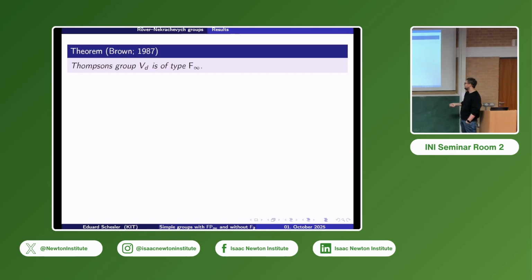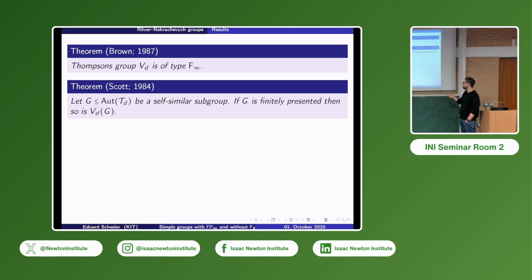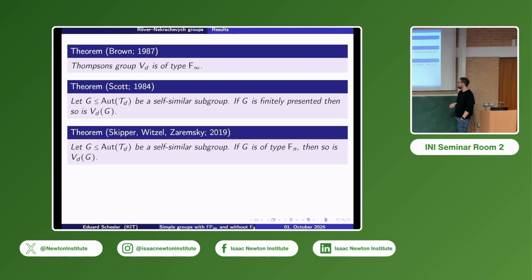Okay. Now this Röver-Nekrashevych group tends to have very good finiteness properties. In the case of the trivial group, there's a well-known result that Thompson's group VD is of type F infinity. Scott proved, in a bit of different language, that finite presentation is inherited from G to VDG. And then Skipper, Witzel, Zaremsky showed that this is also the case for every Fn. Although the crucial point of the paper was not the positive finiteness properties. This might have been even known at that time, but they wrote it up.